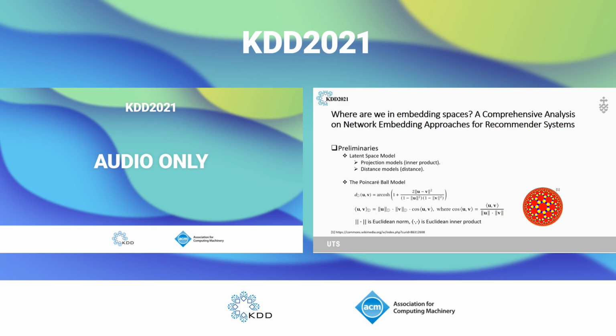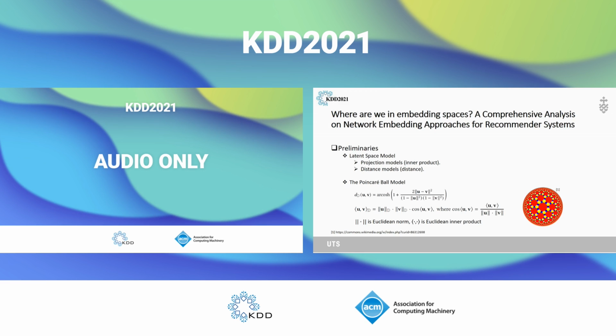In order to apply hyperbolic space on latent space models, we need to know how to compute the hyperbolic distance and hyperbolic inner product. In our paper, we focus on the Poincare ball model, which is the most suitable hyperbolic model for learning hyperbolic embeddings. Here is an illustration of the structure of the Poincare ball model.